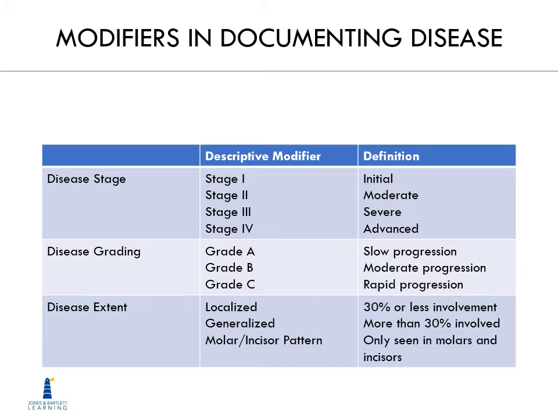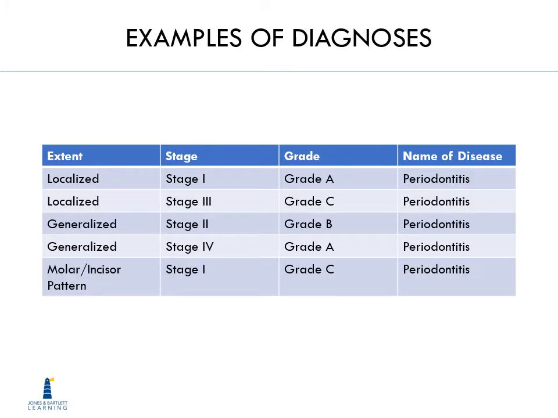And then extent, so we want to say how much involvement is there. If it is localized, it must be less than 30% of the teeth. If it's generalized, it's more than 30%. And if it's only seen in the molars or only in the incisors, you can put molar pattern or incisor pattern, or how most hygienists will write it, posterior or anterior. Examples of a diagnosis might be localized stage 1, grade A, periodontitis, localized stage 3, grade C, periodontitis, on and on.